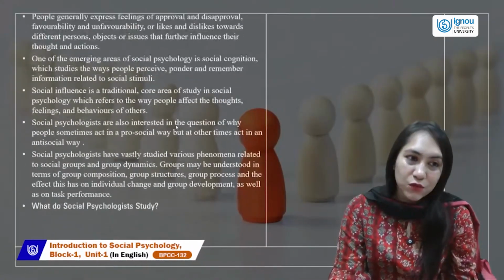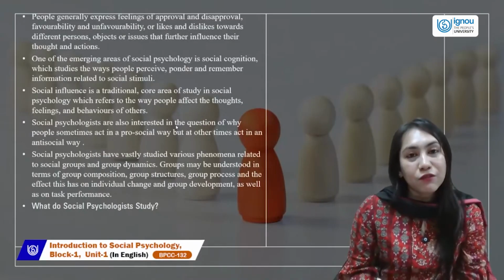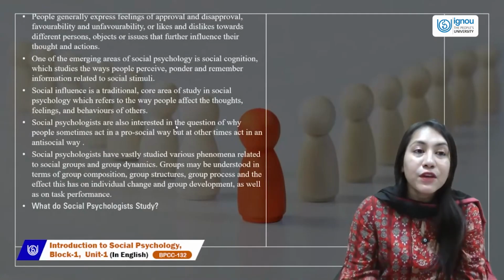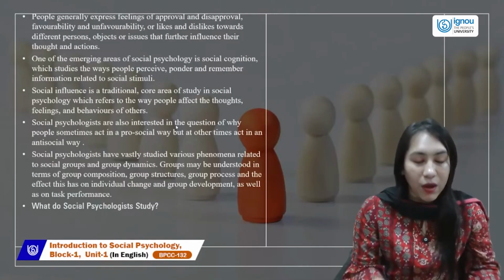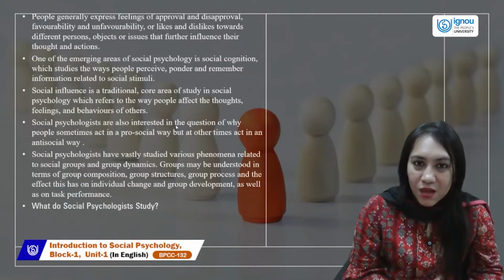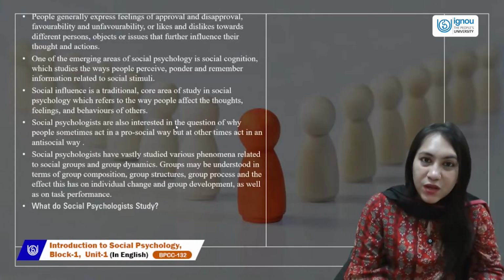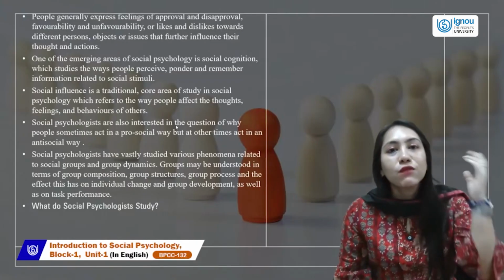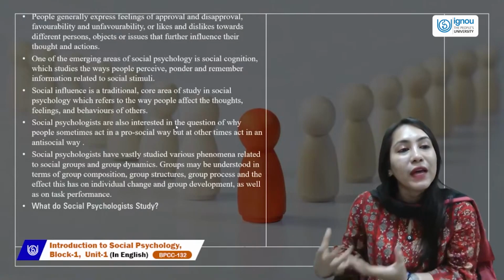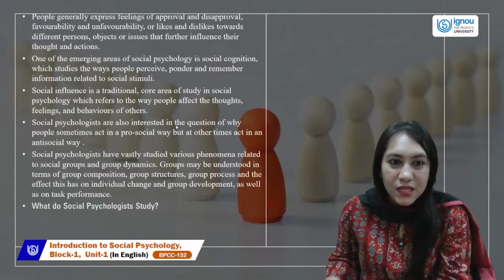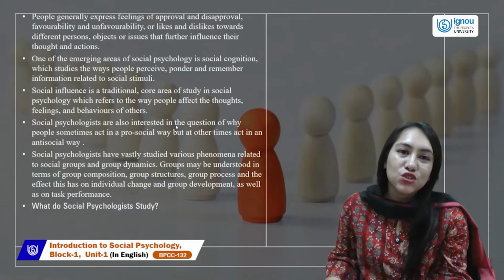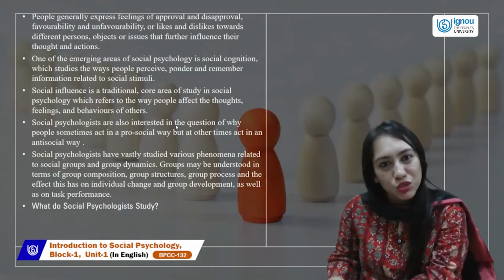Let's move to the next few scopes. People generally express their feelings of disapproval and approval, favorability and unfavorability. Social psychology will study all of this. Why are you liking somebody? Why do you disapprove of some people? Why is there a high sense of dislike for a few and a high sense of liking for a few? It studies individual differences in all these social conditions, and how these social conditions impact your emotions and thoughts.